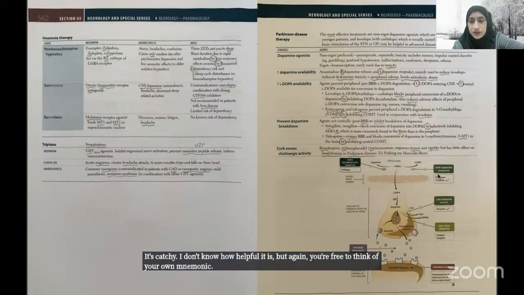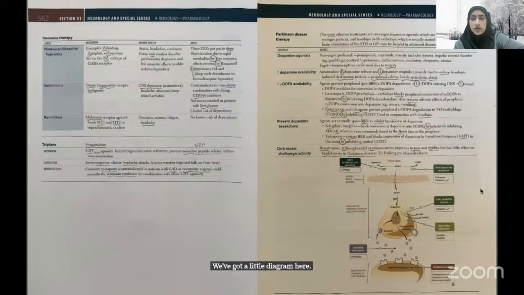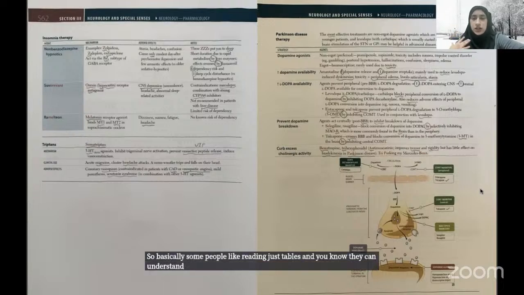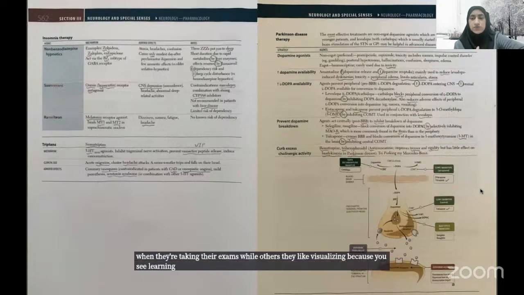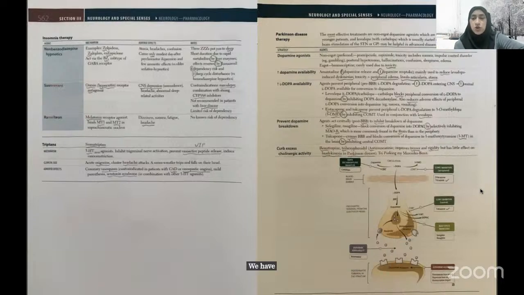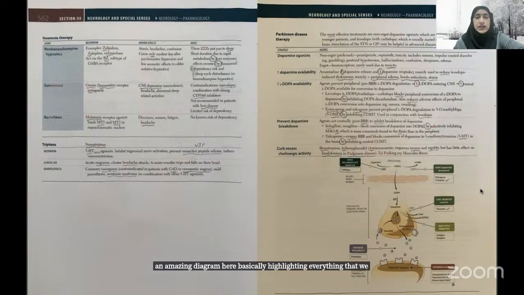We've got a little diagram here. Some people like reading just tables, and they can understand the information and apply it when taking their exams. Others like visualizing, because learning is different. There are different types of learning. We have visual learners, and people who write and then are able to recall. So if you're like my brother who likes visualizing diagrams, you've got an amazing diagram here, basically highlighting everything that we discussed, but in bullet points and something concise.